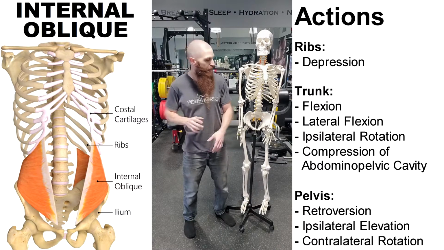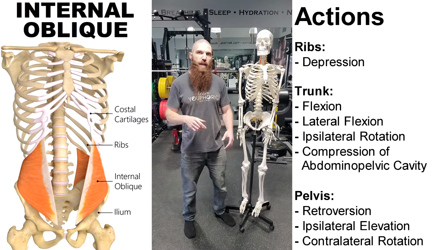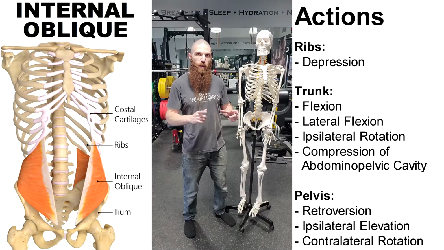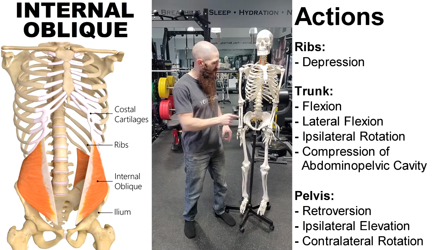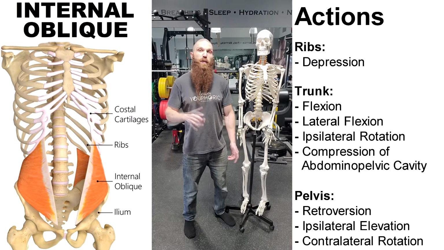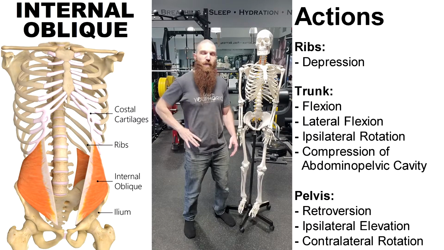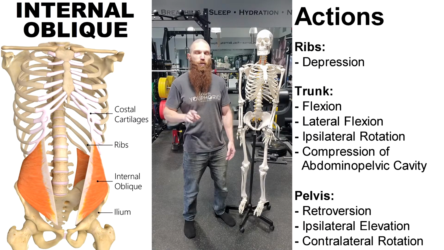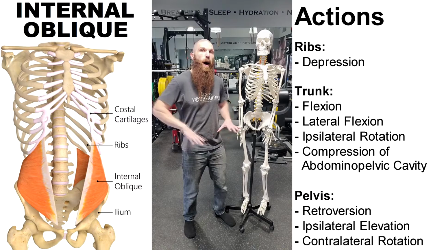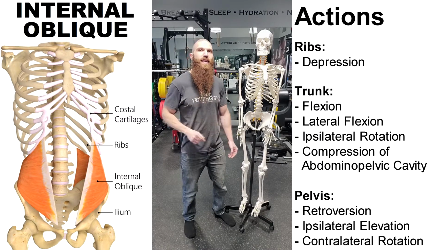And then at the pelvis, when they contract bilaterally, their main action is going to be retroversion of the pelvis, or posteriorly tilting the pelvis. And then when they contract unilaterally, they're going to be responsible for ipsilateral elevation, so elevation to the same side, and also contralateral rotation, so rotation to the opposite side. But those are the actions of the internal oblique muscle.